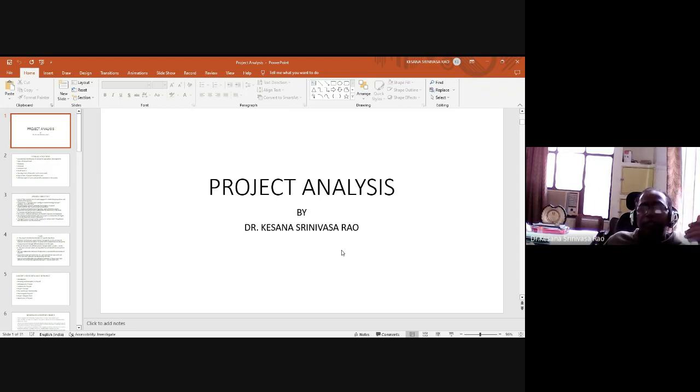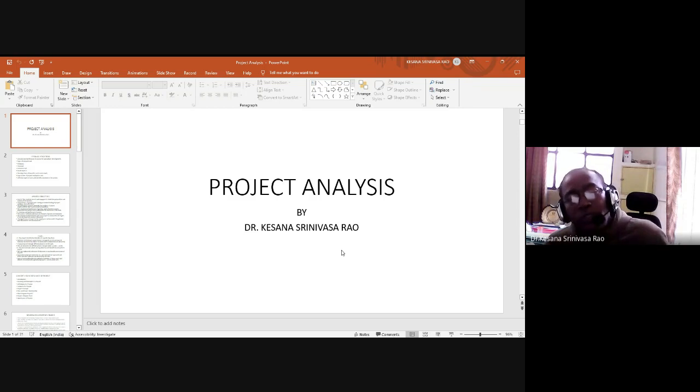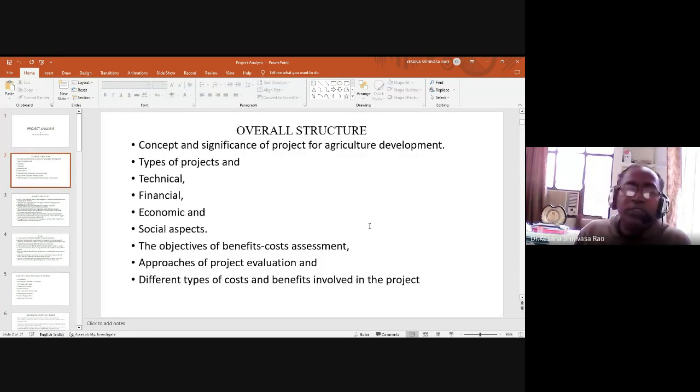So any of these techniques which you want to apply, these are all how you want to forecast these things. These are all which we can achieve under the umbrella of this project. That project we are going to analyze. What exactly is the overall structure? In the coming 2 hours we are going to discuss the concept and significance of project, especially because this is going to be useful.